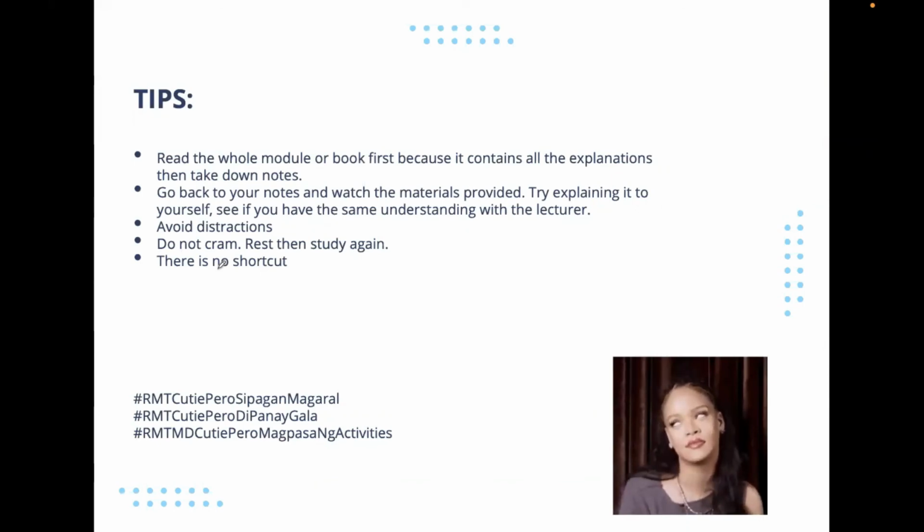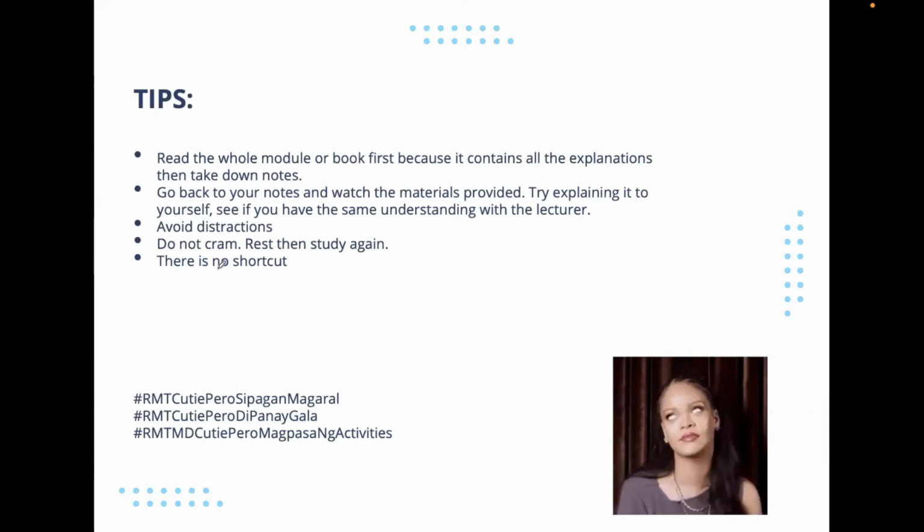And these are some of the tips that I can give before your periodic examination. Number 1, read the whole module or book first because it contains all the explanations and then you have to take notes. Meron tayong provided na mga PDF copies of your lectures, of your topics. Meron tayong PDF doon sa ating Google Classroom. Pakibasa po siya kasi na-explain ko siya sa ating lecture but yung mga thorough discussion meron doon.